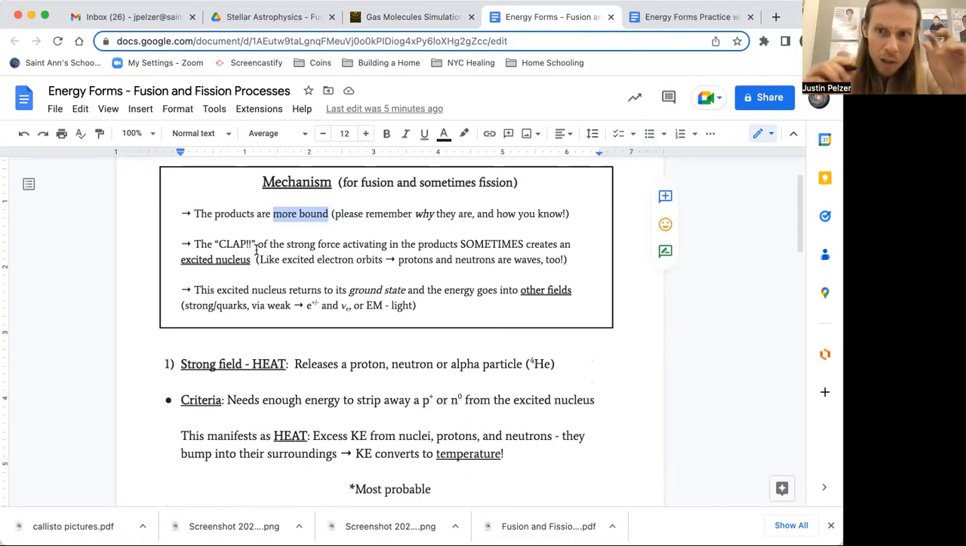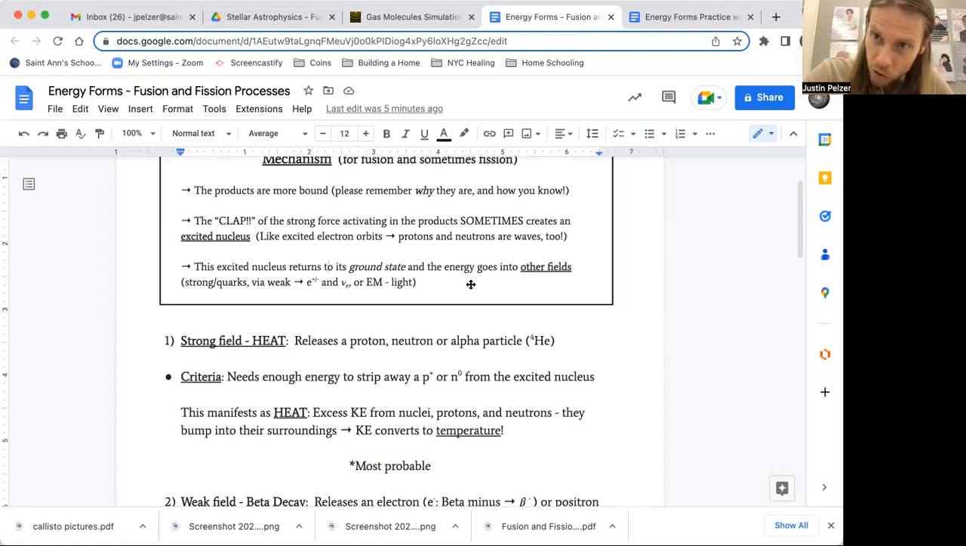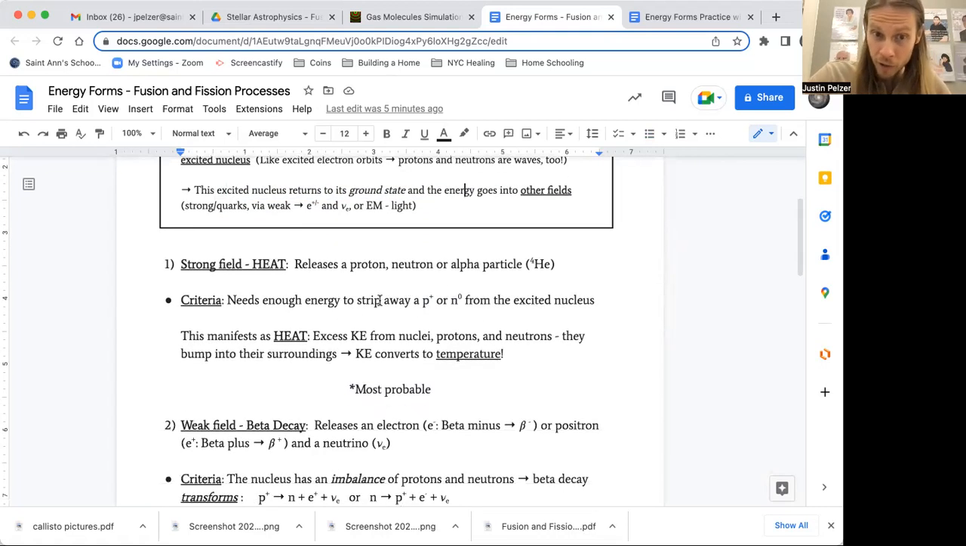The amount of energy released is stored inside the excited nucleus temporarily. This is a fraction of a second. The energy is stored inside the excited nucleus and then gets transferred to other fields when the excited nucleus returns to the ground state. If it's enough to strip away a proton or neutron or an alpha particle, it'll do that first, most probable.